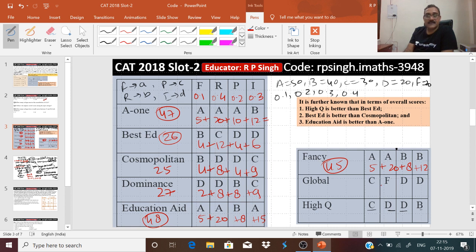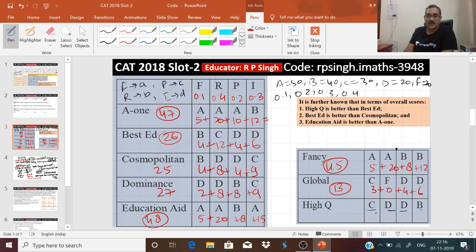And guys, C means 30. 30 into 0.1 will give you 3. F is 0. D is 20. 20 into 0.2 that is 4, and 20 into 0.3 that will give you 6. So it is 13.